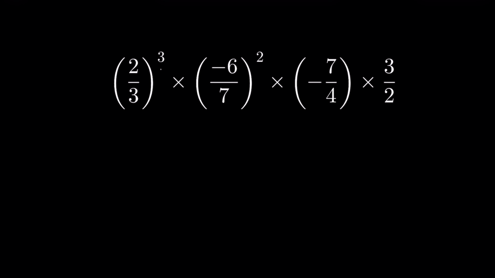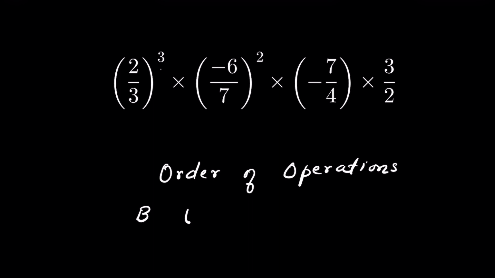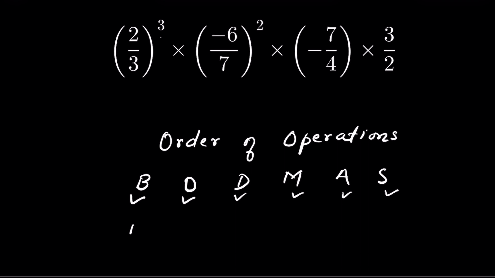Here in this question, we have exponents also. So it is a question of order of operations. In order of operations, we follow a certain order to conduct different operations such as multiplication, division, exponents. To remember that, we follow a mnemonic called BODMAS. B stands for bracket, O is for order, exponents, D is for division, M for multiplication, A for addition and S for subtraction. The same mnemonic, PEMDAS, stands for the same thing.